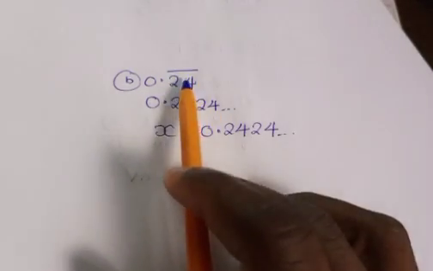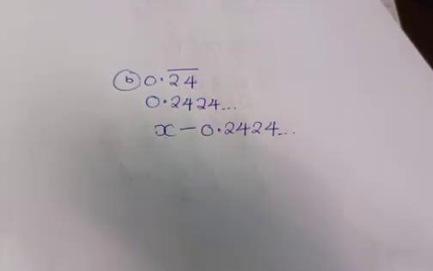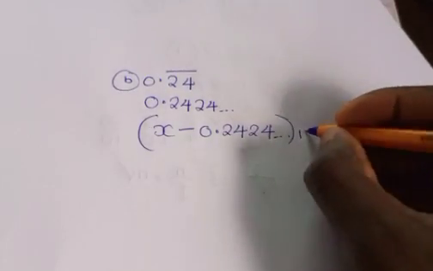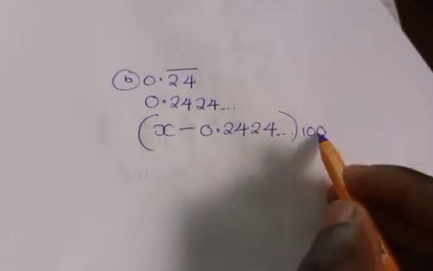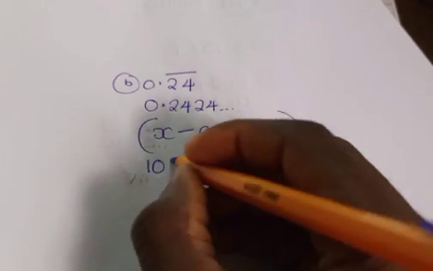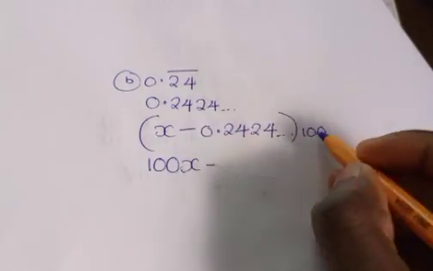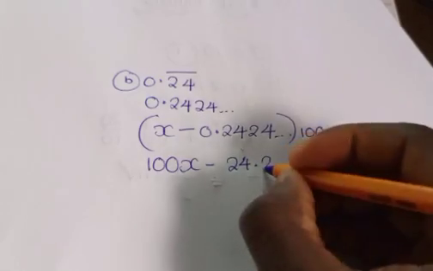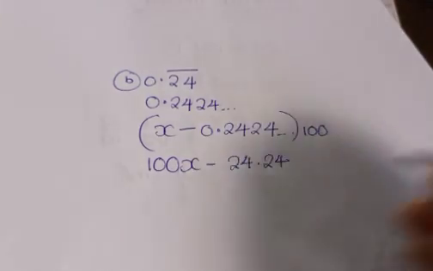The bar was on how many digits? It was on 2 digits. So which number has 2 zeros? That number is 100. So 100 times x, you will get 100x. Then 100 times that, you will get 24.24. These they can continue going.